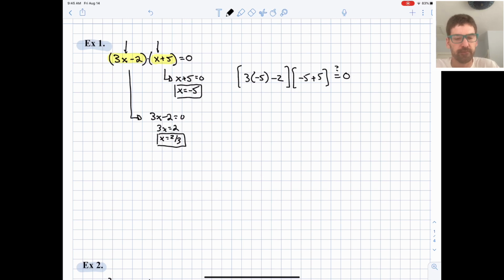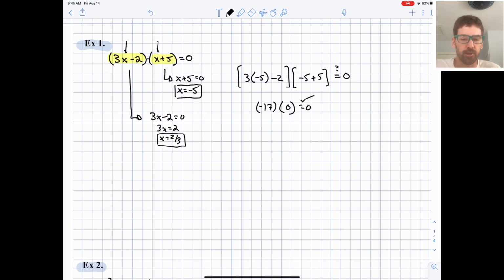3 times negative 5 minus 2 is negative 17. Negative 5 plus 5 is 0. Is that equal to 0? It is, because negative 17 times 0 is equal to 0. So that first answer of negative 5 checks out, and the 2/3 would check out as well.